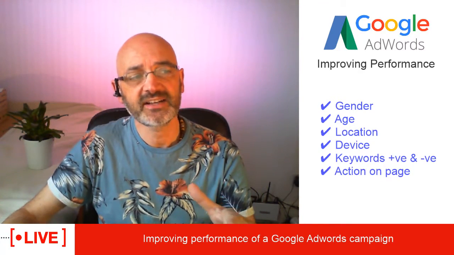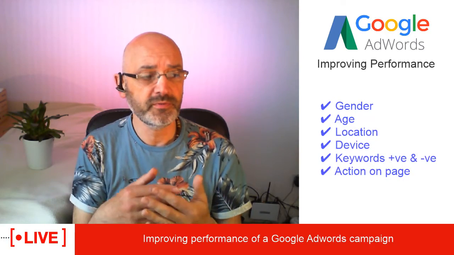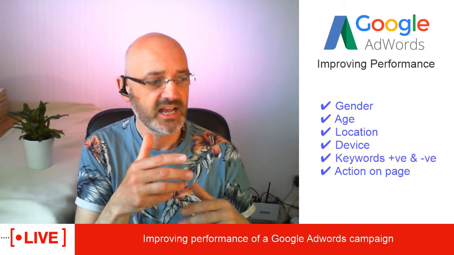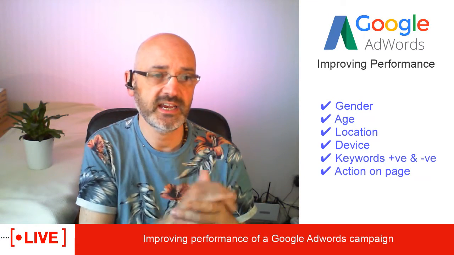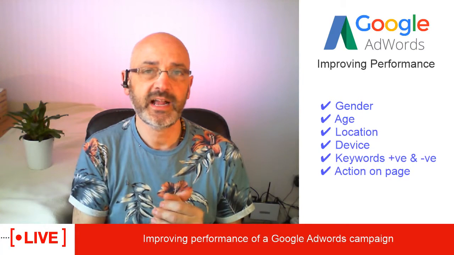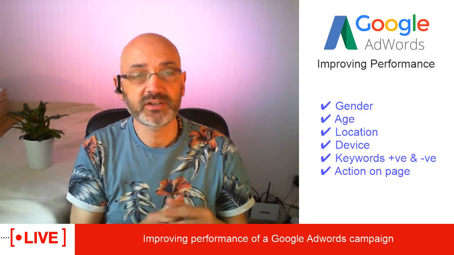So we're going to look at a few things. We're going to look at improving performance for gender, age, location, device, all the stuff that you can see next to me here on the screen. And we're going to look at setting up a campaign and how to get the most out of that campaign, really.